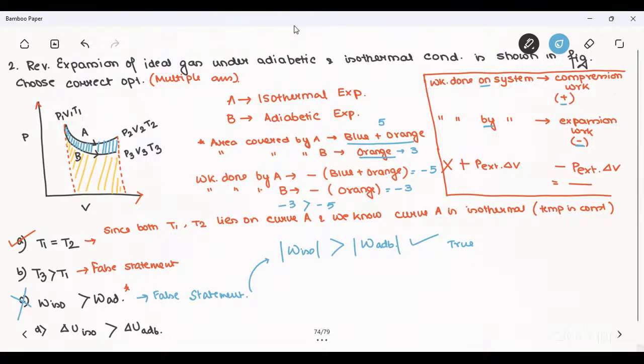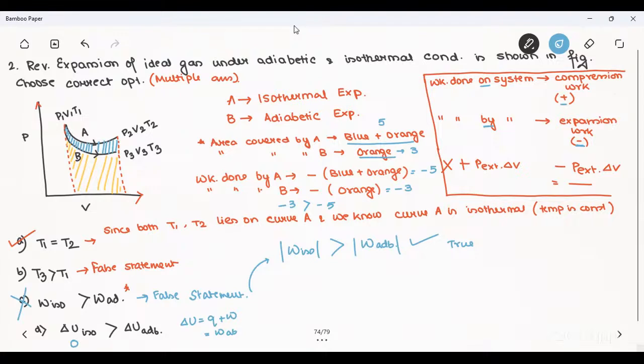Yes, ma'am. Yeah. So now say, what is this delta U? See, delta U for isothermal is 0. We have learned that. And delta U for adiabatic is what? I'm telling you, for the adiabatic process, delta U is Q plus W, Q is already 0, so it is the work done by the adiabatic process.